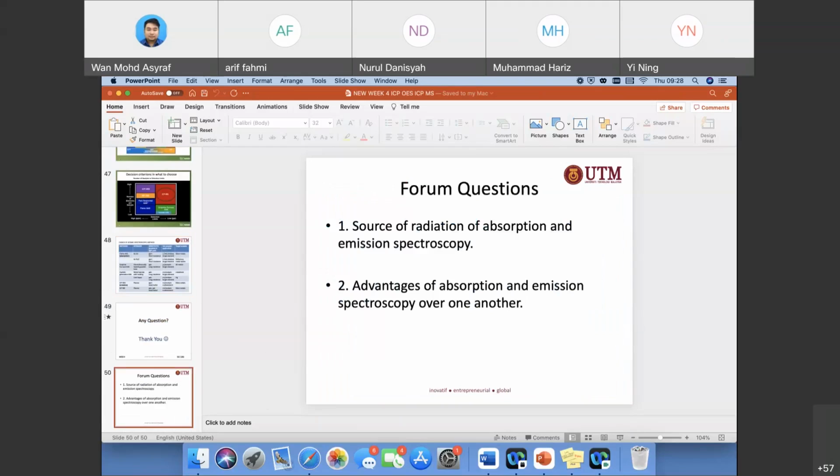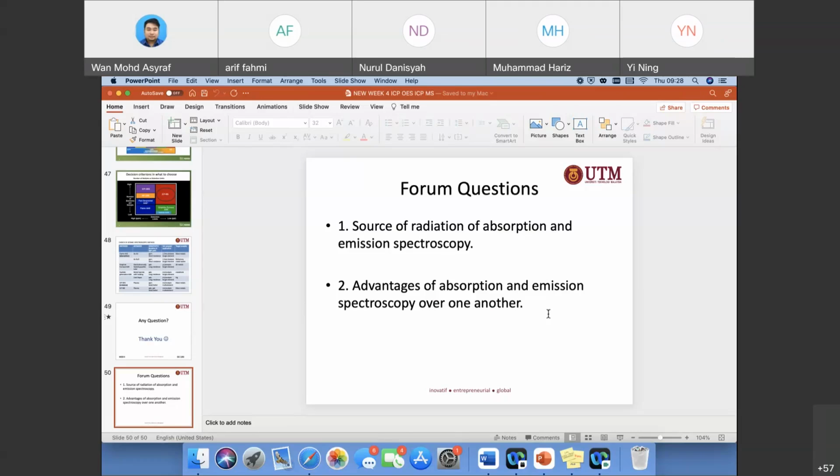okay. So I also posted a forum question inside your e-learning. So basically, the first question is about the source of radiation of absorption and emission spectroscopy. All right. So I've looked into your answers and some are correct and some are a bit misleading. In terms of the source of radiation for absorption spectroscopy, I don't think you have any problem because we have a source of light in front, before the flame. But for emission spectroscopy, the source of radiation or source of emission is from the analyte itself.